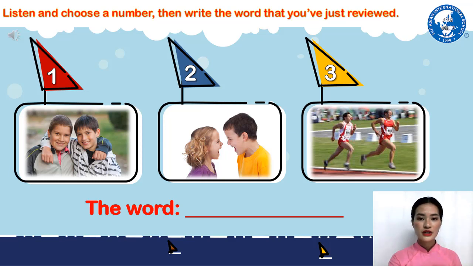Let's look at the 3 pictures. Now you listen and choose the correct picture, then write the word. The boy boasted that he was faster than his brother. One more time. The boy boasted that he was faster than his brother. What's your answer? 1, 2, or 3? The correct answer is number 3. And what's the word? Very good. Boasted. Now let's move on.